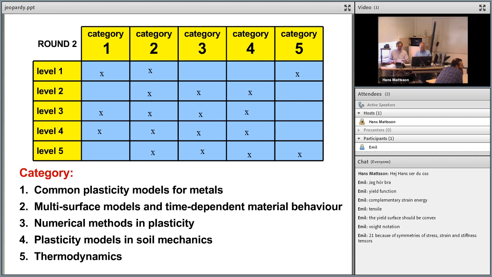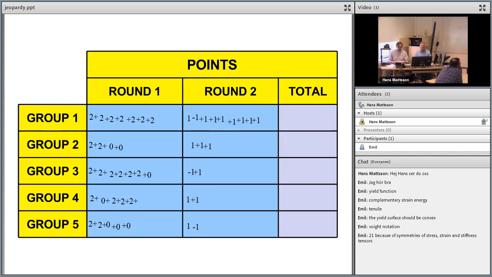Category 1, Level 2. Von Mises plasticity theory is often called J2 plasticity. Why? Group 4. Yes, yes. The second deviatoric invariant is used in the yield function.